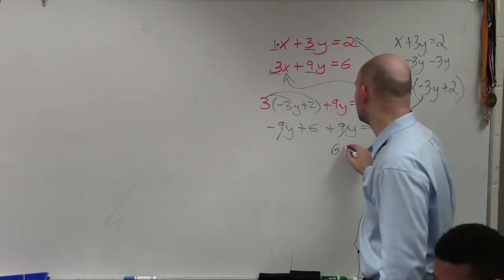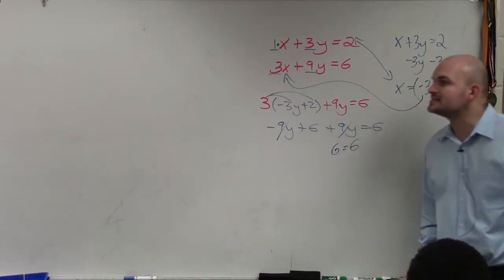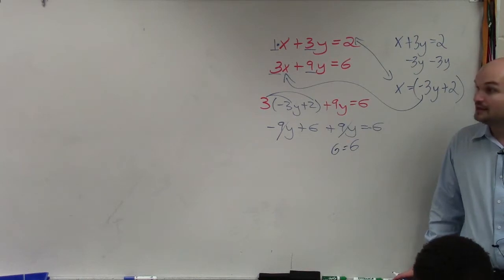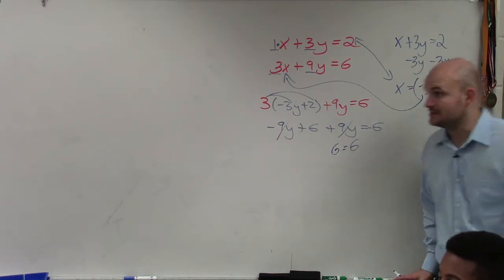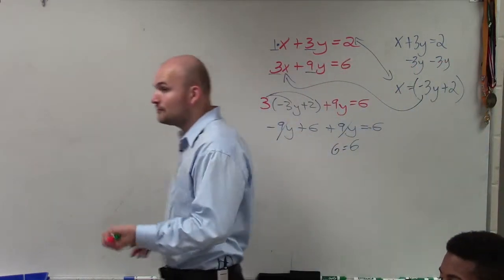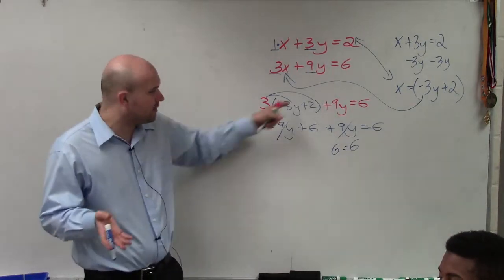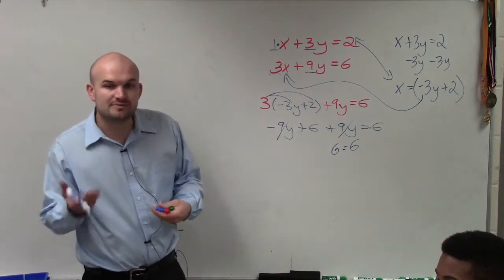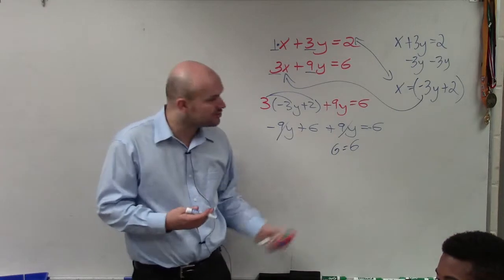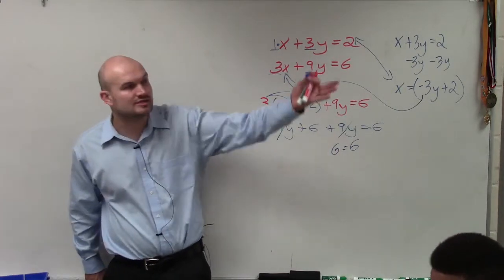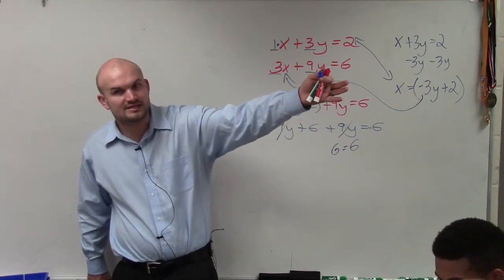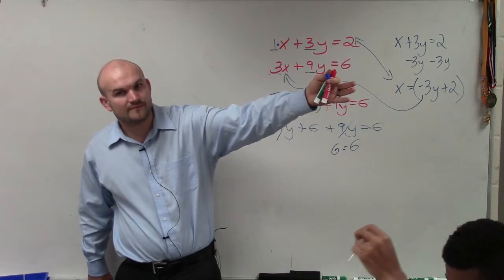But now I'm left with 6 equals 6. And 6 equals 6, Stephen? Yes. And is 6 always equal to 6? Yes. So that is true for every value of x. It doesn't matter what the value of x is. It's always going to be true. And since it's always going to be true, that means there are infinitely many solutions, meaning if you were to graph it, it would contain the exact same line.